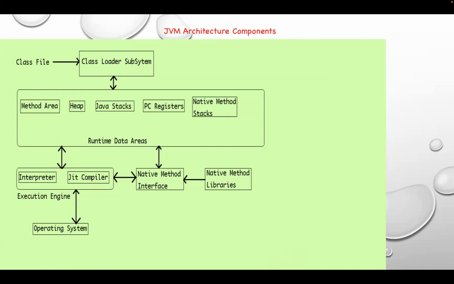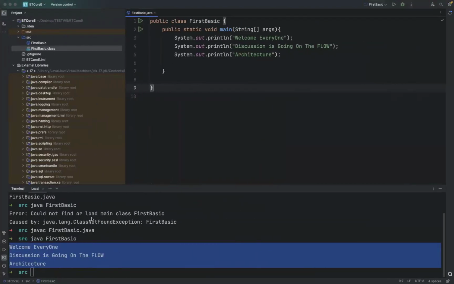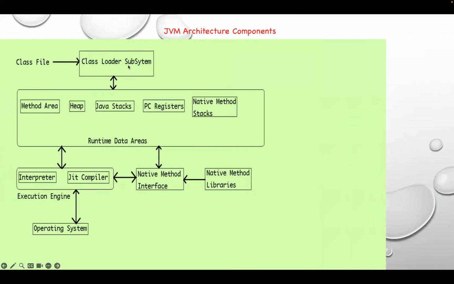Whenever the compiler generates a dot class file, the JVM takes the dot class file and loads it to the class loader subsystem. As I mentioned, the class loader subsystem is a module. Its main responsibility is to take the dot class file and parse it. When I say parse, I mean verify the bytecode instructions available in the dot class file.